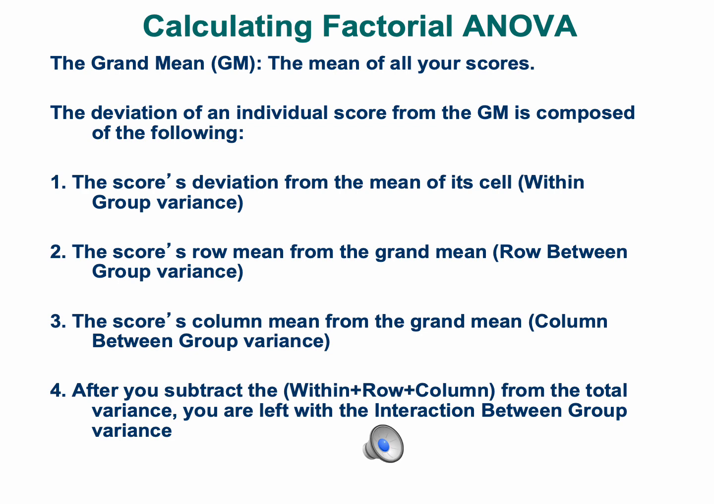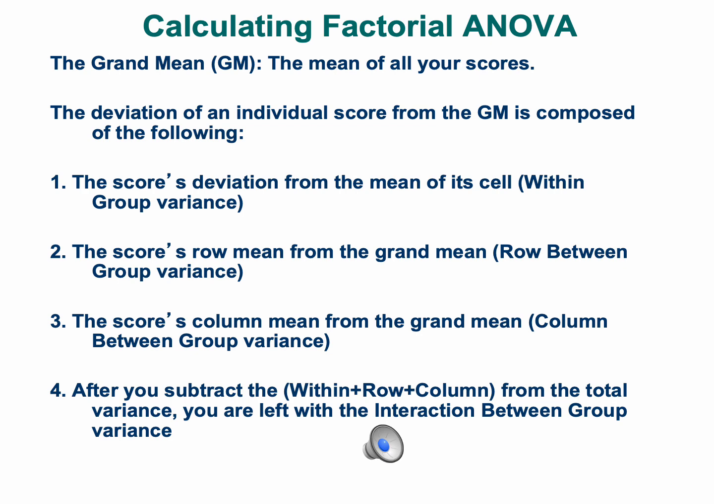The next thing we calculate is the score's row mean from the grand mean. The row mean is going to be the variability that's accounted for by a row main effect. So we calculate the row mean's deviation from the grand mean, and that's the row between group variability. That's going to be the row main effect. Next we calculate the score's column mean from the grand mean, and that's going to be the other main effect, the column main effect, the column between group variance.